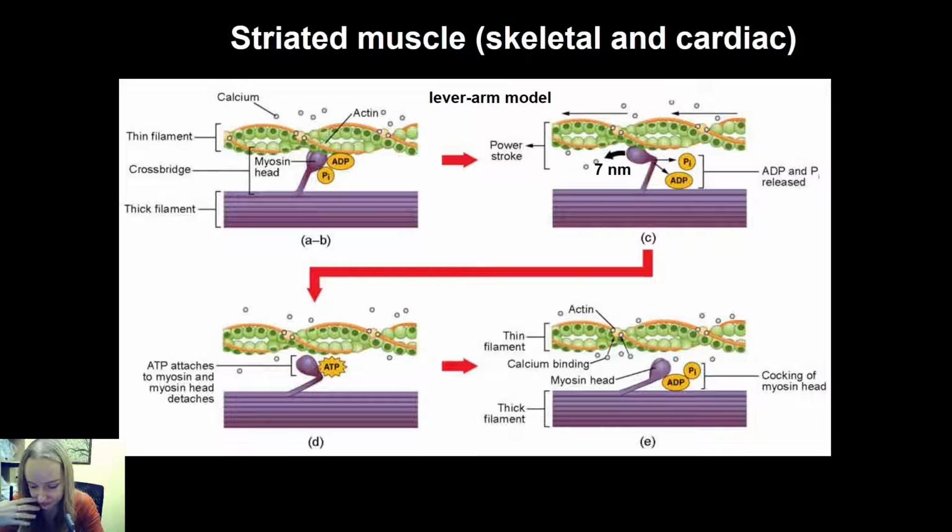So myosin binds to actin when the thin filament is activated. Here's the thin filament, this is the thin filament with the myosin head, and we need to activate the actin. And how are we doing that?